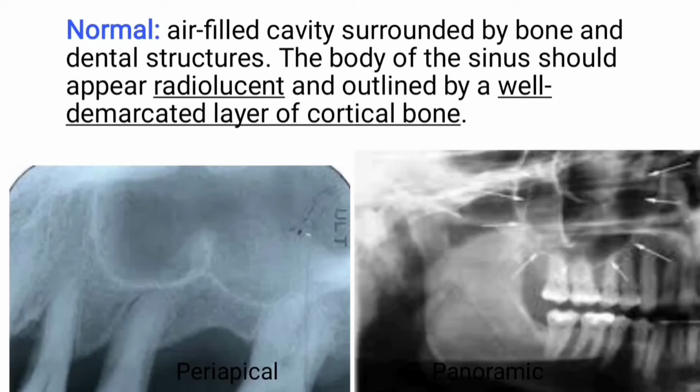Before attempting to detect any pathology within the sinus, you should be able to read the normal anatomy or interpret it within the radiography. The sinus is an air-filled cavity surrounded by bone and dental structures. The body of the sinus should appear radiolucent within the radiograph and outlined with a well-demarcated layer of cortical bone, and should be comparable with the other side. If you suspect any pathology, compare it with the other side. If it's symmetrical, then usually there is no pathology within the sinus.